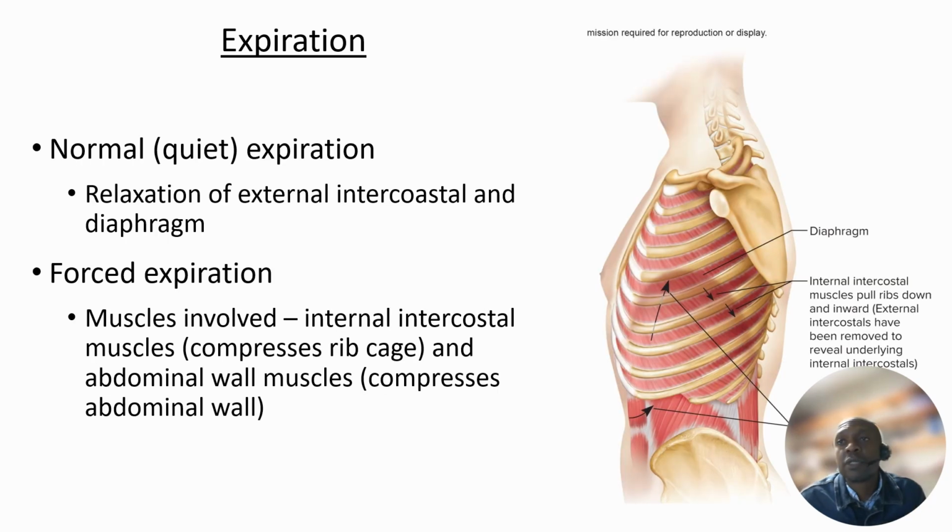It's just due to recoil of those muscles. The diaphragm recoils, the external intercostals recoil. That on its own causes the rib cage, your thoracic volume, to decrease, and ultimately with decreased volume, pressure will increase, and that's enough to move air out.